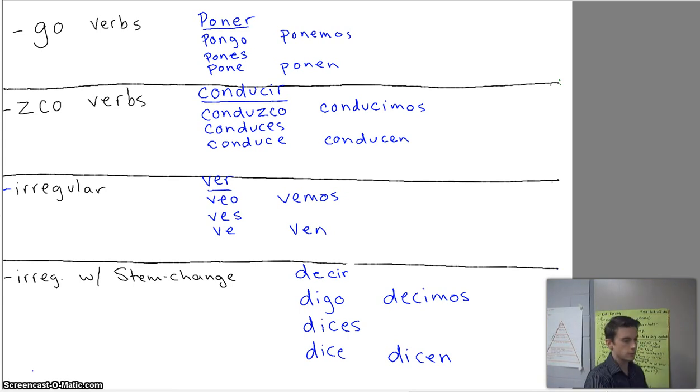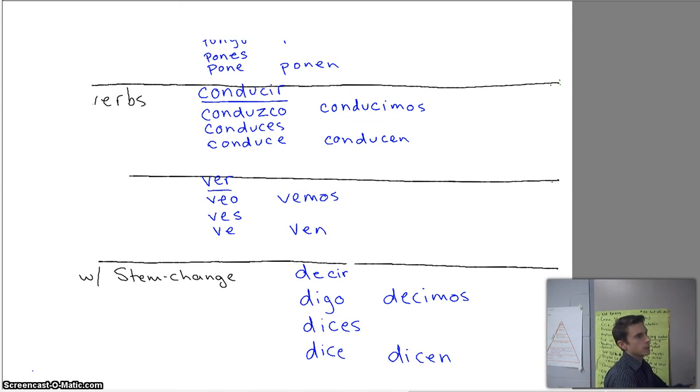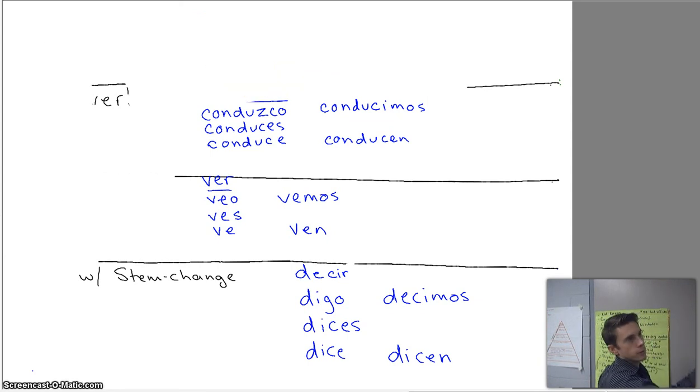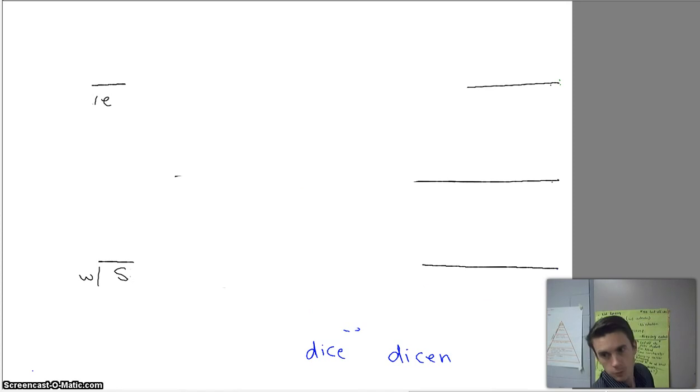Let's erase here so we can move on to the next item, which is saber and conocer. All I'm going to do is give you a little bit of explanation and the conjugations of those 2 verbs.